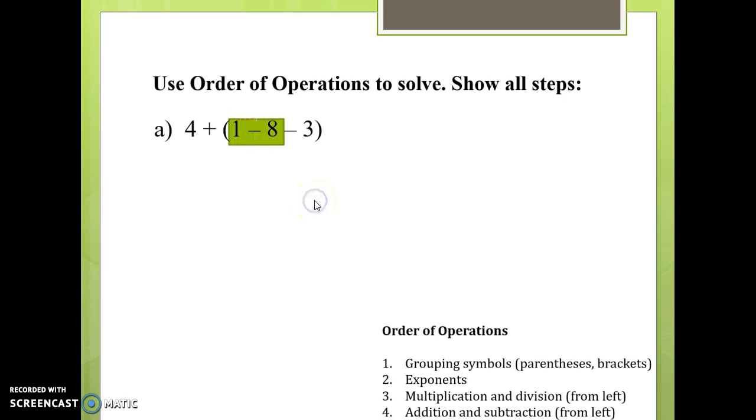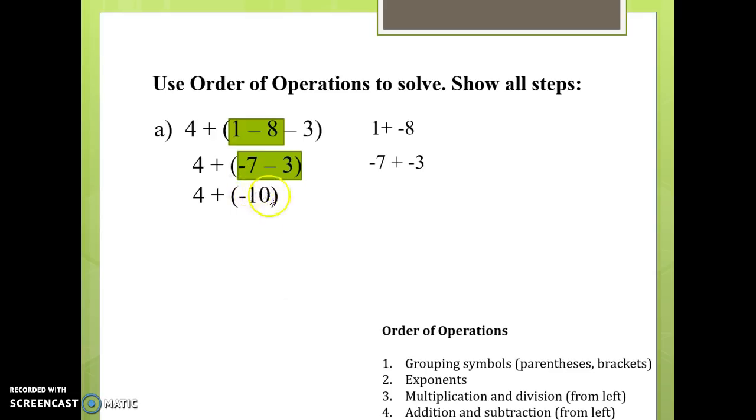So we have to solve 1 minus 8, and 1 minus 8 is the same as 1 plus negative 8, adding the opposite, which would give us negative 7. So we have negative 7 instead of this part. Copy everything after, copy everything in front. Now we still have one operation within parentheses to solve, which is subtraction. Negative 7 minus 3 would be the same as negative 7 plus negative 3, which would give us negative 10. And then we copy everything in front.